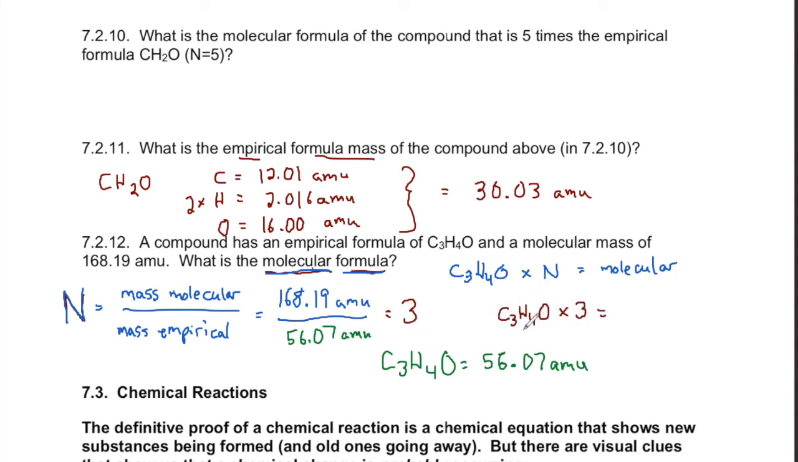If we multiply the formula by 3, if we triple it, we get C9H12O3. And you can double check that and make sure that it has a molecular mass of 168.19, and it should.